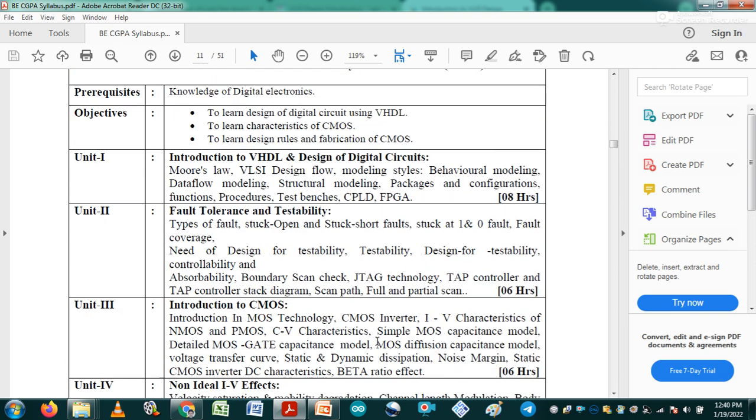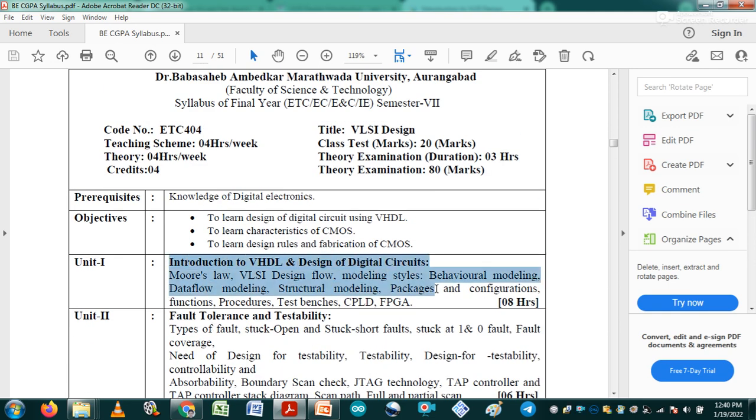In the next lectures we will try to understand the introduction of VHDL and design of digital circuits. I hope you understood today's lecture and the introduction of VLSI.